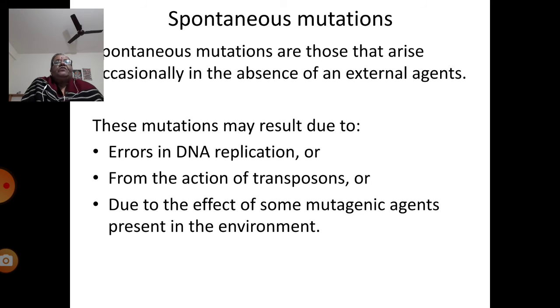Spontaneous mutations are those that arise occasionally in the absence of external agents. So mutagens have no role to play in spontaneous mutations. These mutations may result from, number 1, errors in DNA replication; number 2, the action of transposons, popularly called jumping genes; or due to the effect of some mutagenic agents present in the environment.